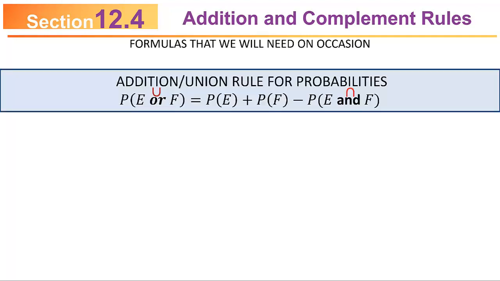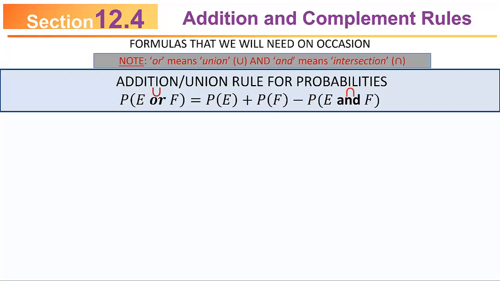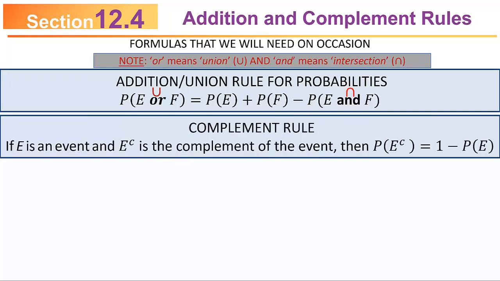The first is called the addition or union rule for probabilities. It simply says that the probability of E or F is equal to the probability of E plus the probability of F minus the probability of E and F. And remember, or means union and means intersection. The complement rule. If E is an event and E with a superscript C is the complement of the event, then the probability of E complement is equal to 1 minus the probability of E.